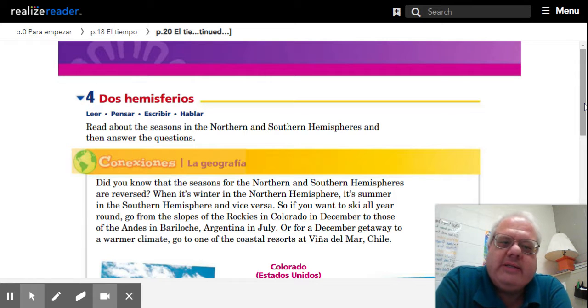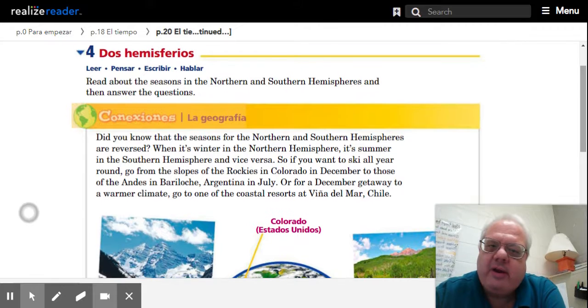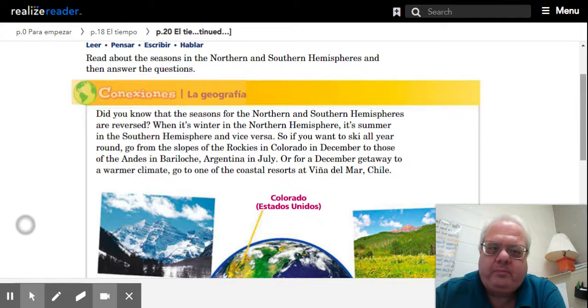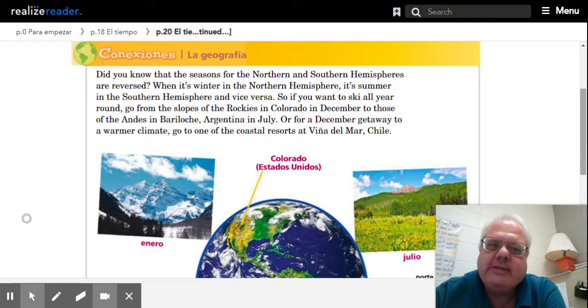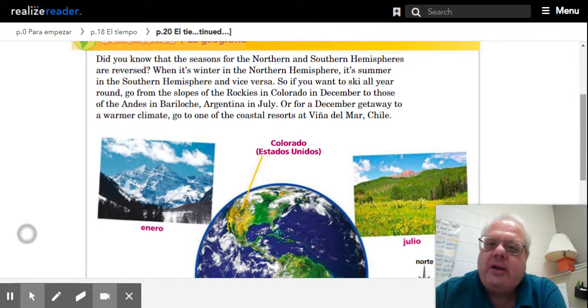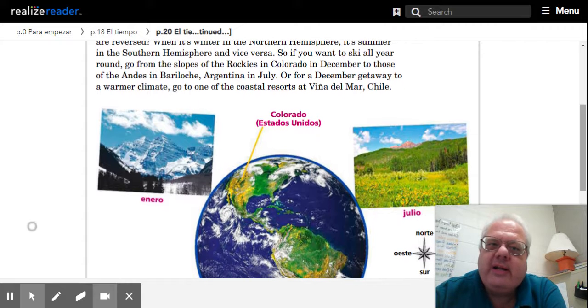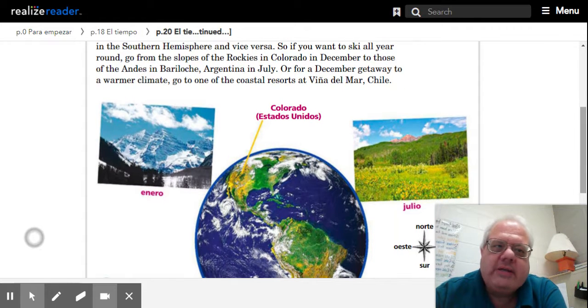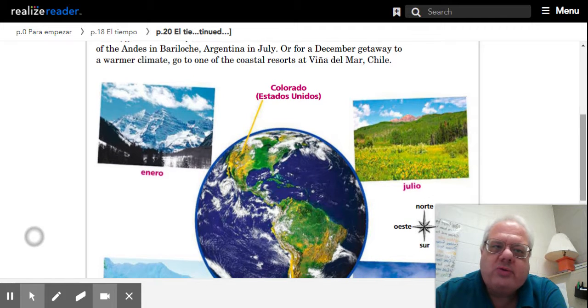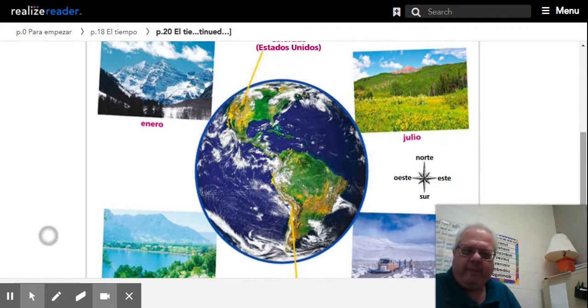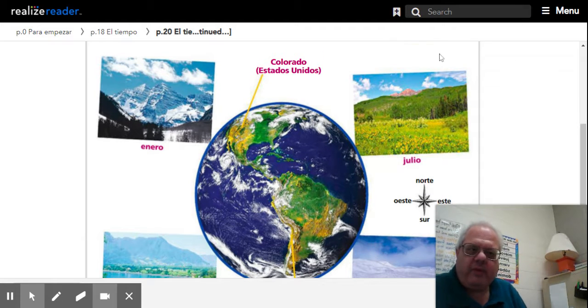Did you know that the seasons for the northern and southern hemispheres are reversed? When it's winter in the northern hemisphere, it's summer in the southern hemisphere, and vice versa. So if you want to ski all year round, go to the slopes of the Rockies in Colorado in December and to those of the Andes in Argentina in July. Or if a December getaway to a warmer climate is your desire, go to one of the coastal resorts in Chile.